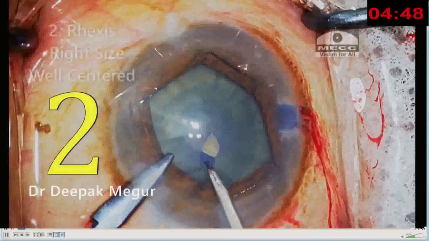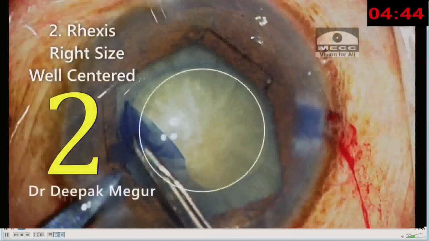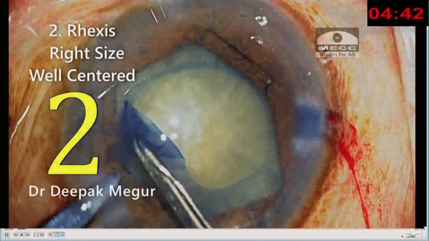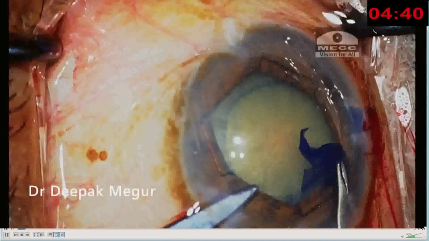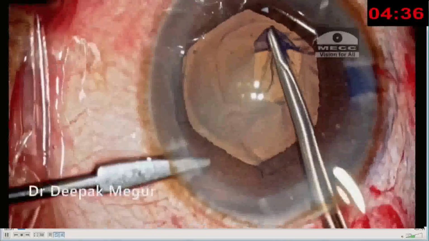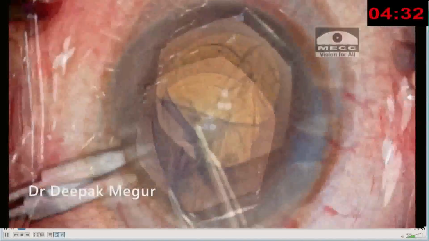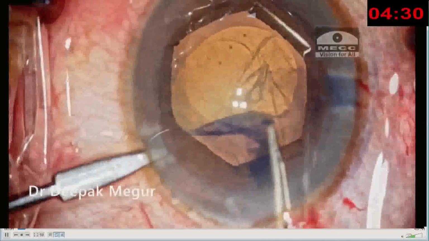Now, getting a well-centered and an exactly sized rhexis of about 5 to 5.5 mm is crucial. It's going to be difficult to achieve optic capture if the rhexis is bigger than this. On the contrary, a smaller rhexis may make the emulsification process and nucleus management a little bit more difficult.